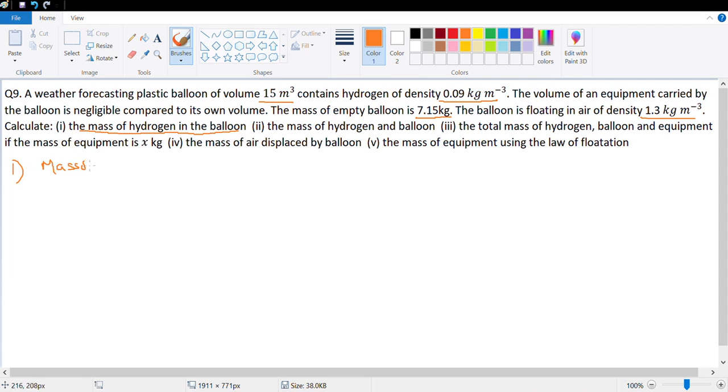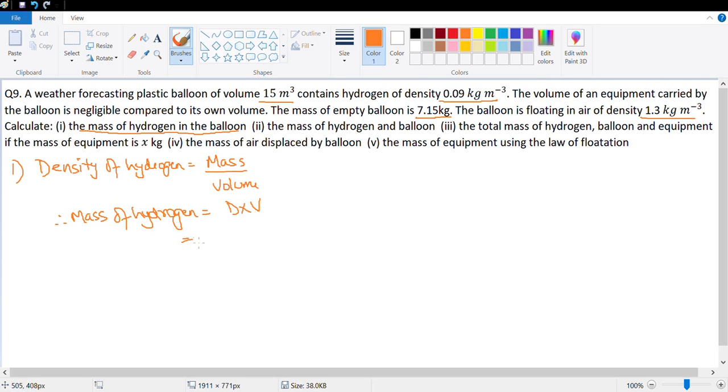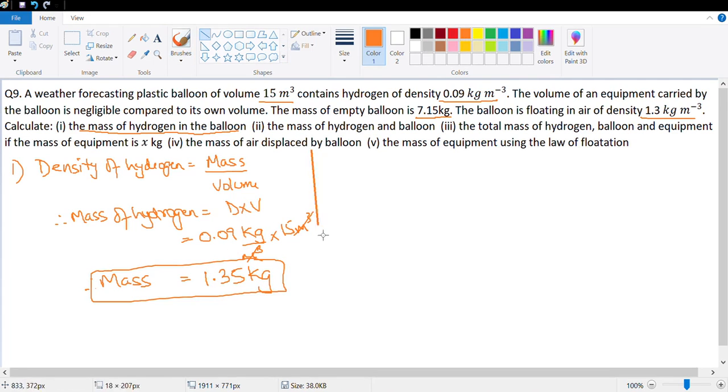So mass of hydrogen. Before that, the only formula we know is density of hydrogen is equal to mass upon volume. Density of hydrogen is given as 0.09 kg per meter cube, which means mass of hydrogen would be equal to density into volume, 0.09 kg per meter cube multiplied with volume, which is 15 meter cube. So the mass will be 0.09 into 15, that's 15 into 9, 135, with 2 zeros gone, which means 1.35 kg. So the simple formula, density is equal to mass upon volume, gives us the first part of the question. So mass of hydrogen done.